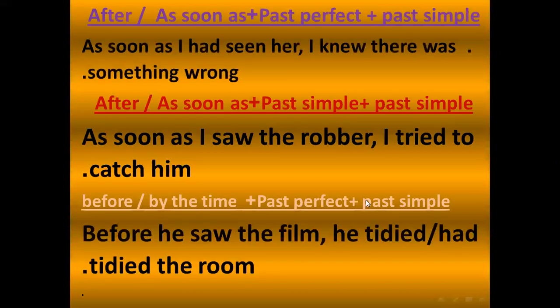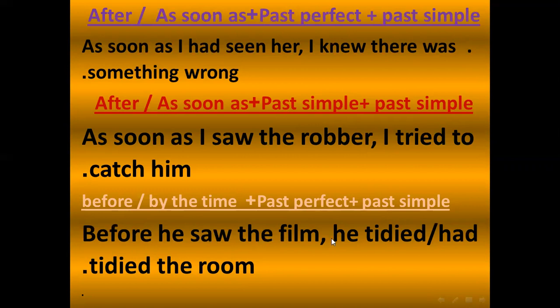After, as soon as, plus past perfect plus past simple. As soon as I had seen her, I knew there was something wrong. After, as soon as, plus past simple plus past simple. As soon as I saw the robber, I tried to catch him. None of them can be the first or the second action. They happen together.